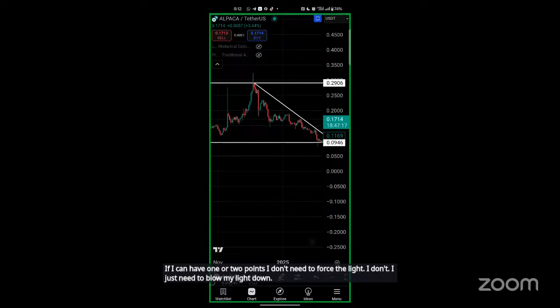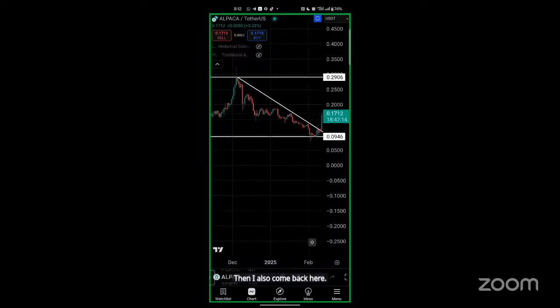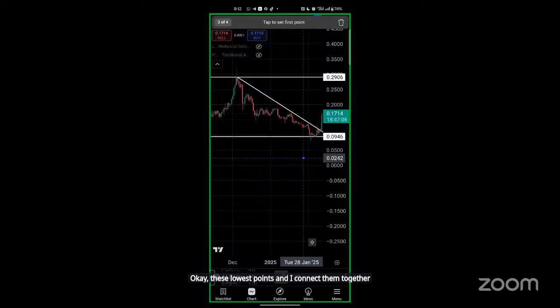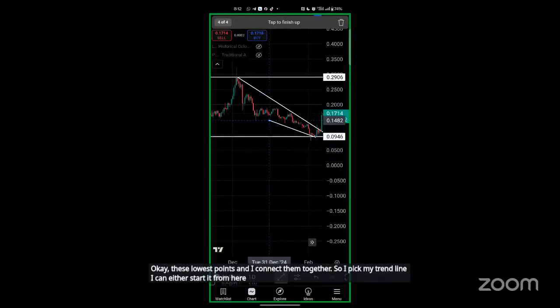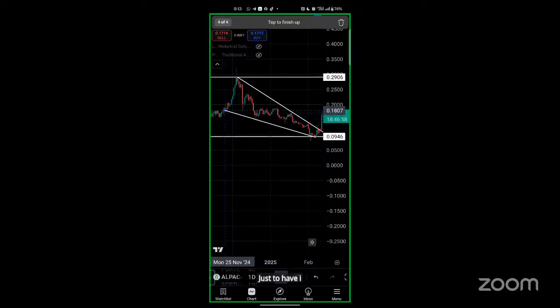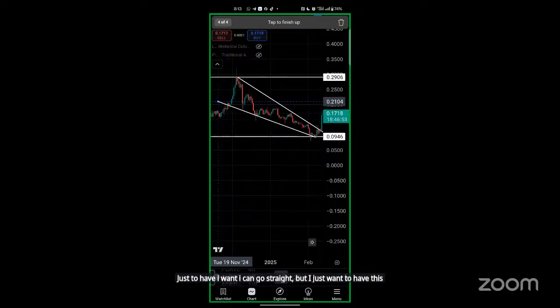Then I also come back here. I want to pick these lowest points, and I connect them together. So I pick my trend line. I can start it from here and stretch it. I can go astray a bit, but I just want to have 2 to 3 points of touch.